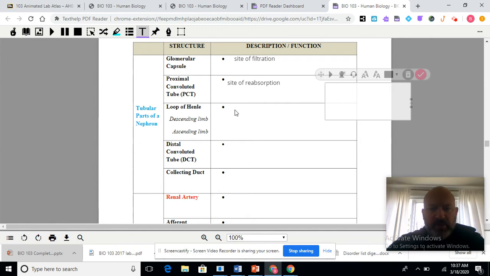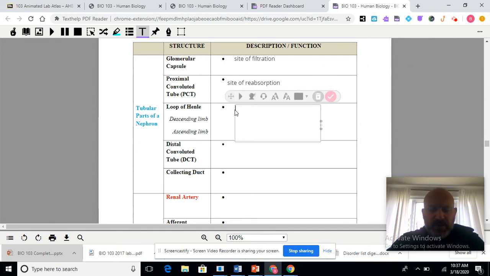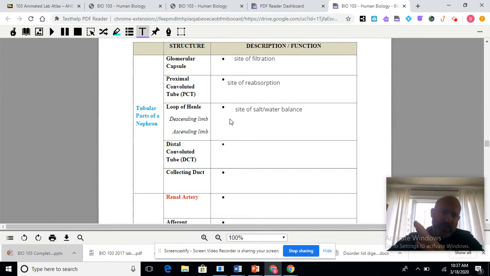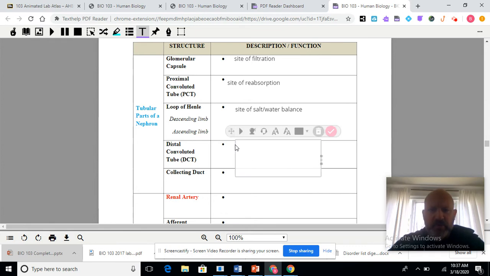Some vitamins and amino acids are getting put back. All right, so the loop of Henle, this is a site of salt and water balance between the blood and the urine. We have the descending limb, which brings the filtrate down into the medulla, and the ascending limb, which brings the filtrate back up towards the cortex.